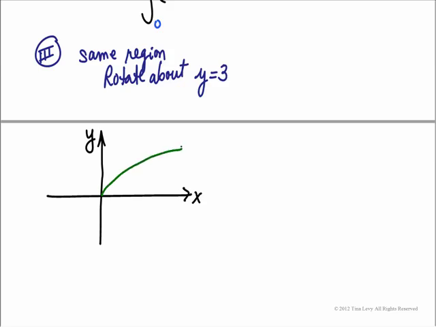We've got y equals square root of x. We've got y equals x, and we know it's 1, 1. We've got that same region. So this isn't to scale, but let's say here is the line y equals 3. So I'm going to put the typical rectangle.